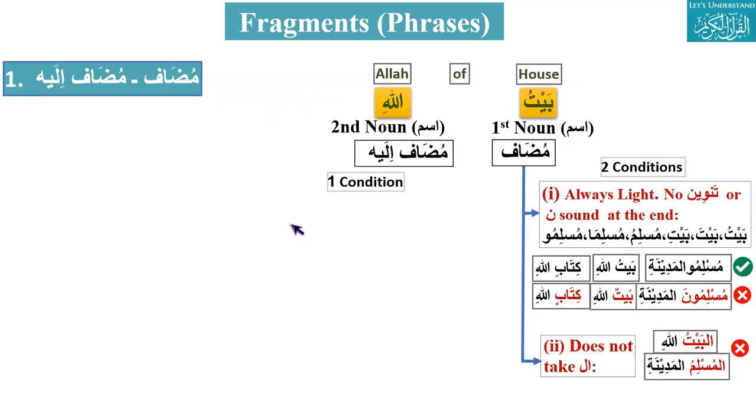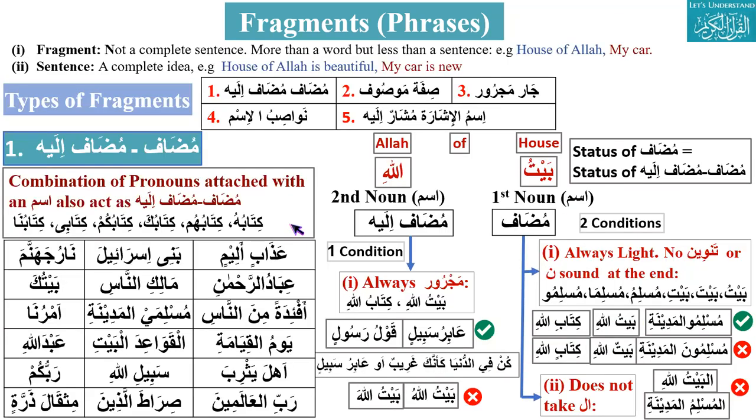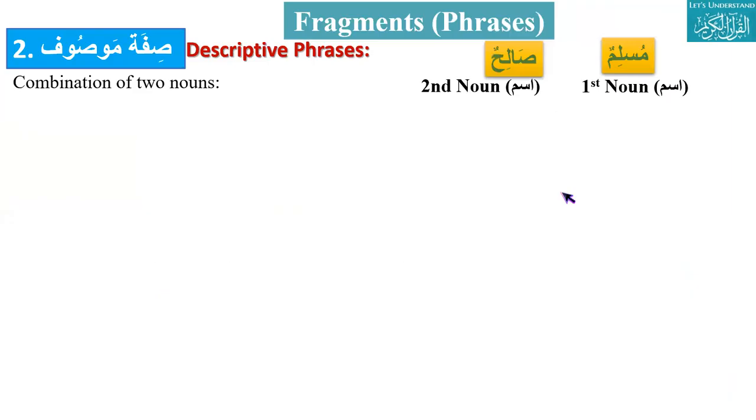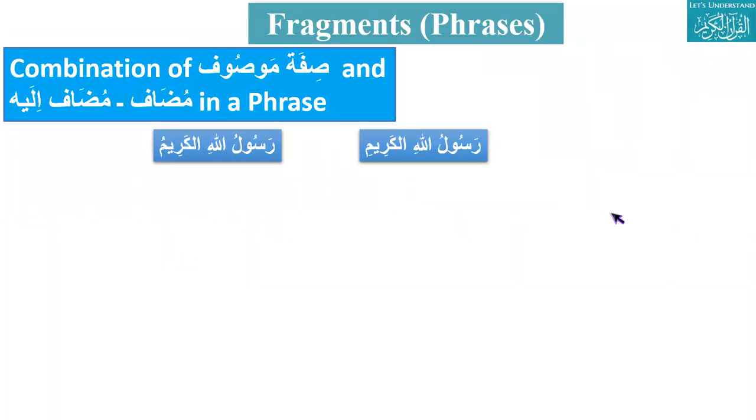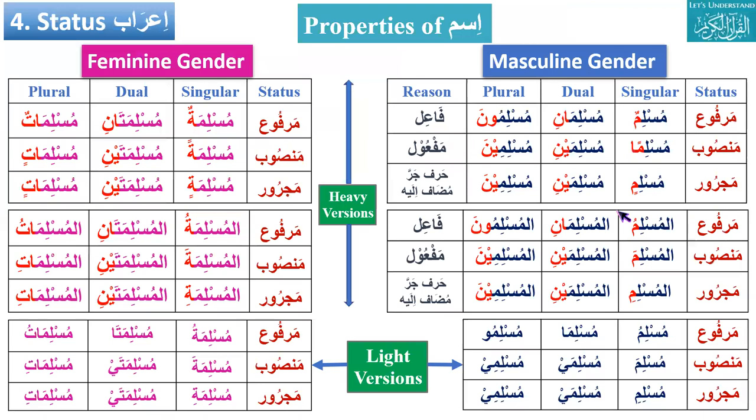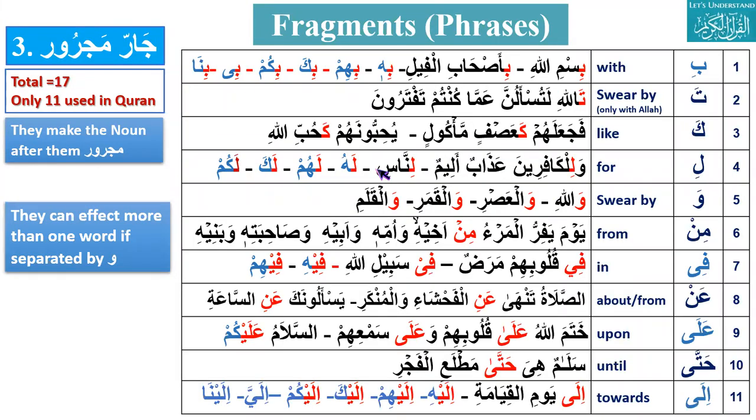Why? Because anna is nawasibul ism, it makes the noun after it mansoob. And Muhammadun, can you please tell me mansoob, marfu, and majroor for Muhammad? Muhammadun, Muhammadan, Muhammadin. Yes, these are Arab names, fully flexible. Good.